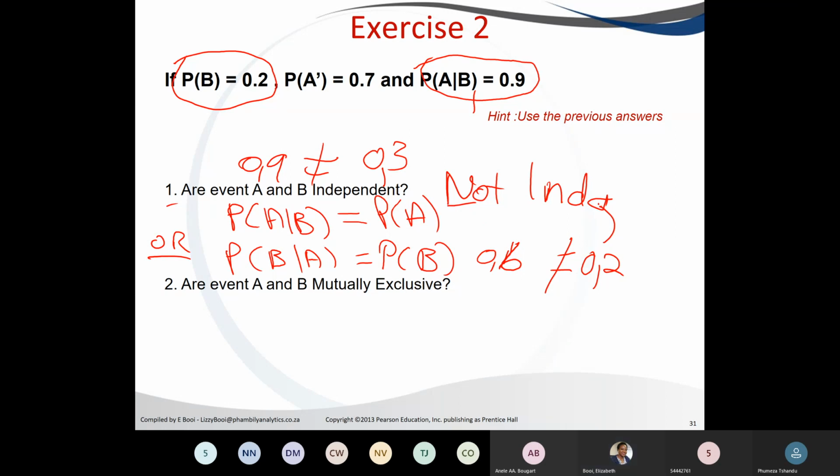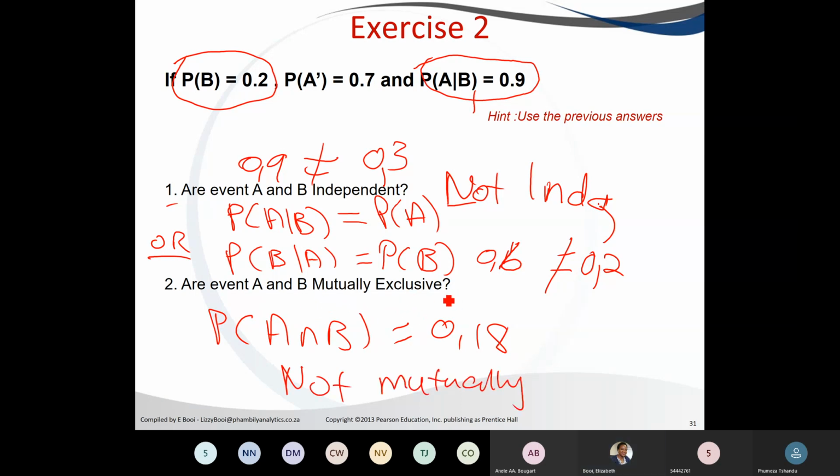Are events A and B mutually exclusive? The probability of A and B, we calculated it and we found that it was 0.18. Therefore, it is not mutually exclusive. Why? Because the probability of A and B is not equal to 0. And that's how you do the exercises.